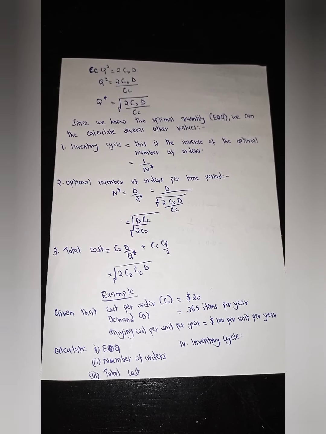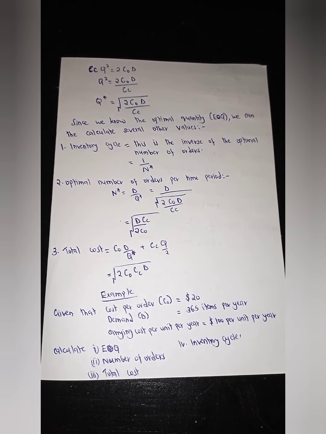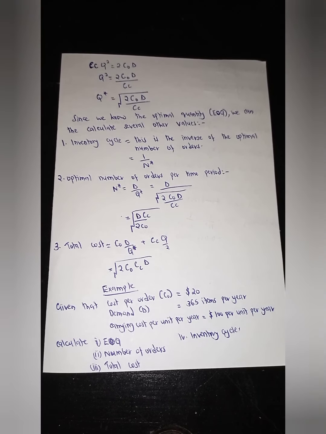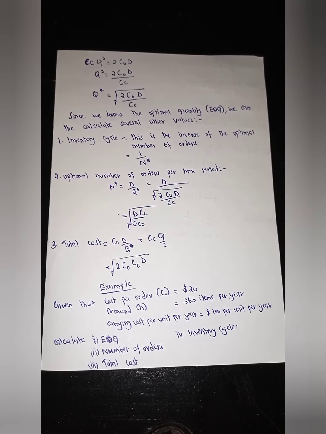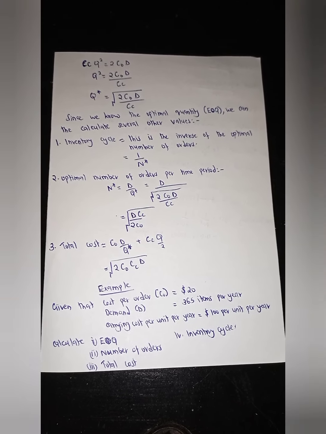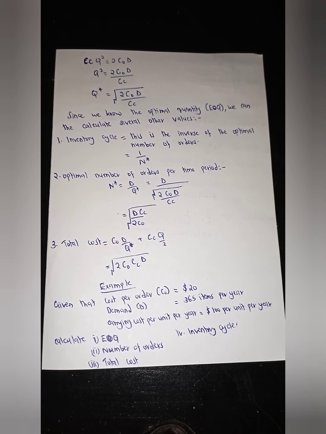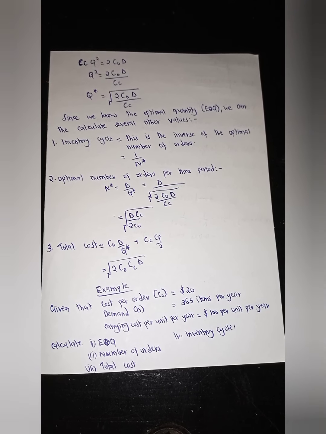For instance, we can calculate the inventory cycle, which is the inverse of the optimal number of orders. We can also calculate the optimal number of orders per time period, which is going to be N optimal is going to be D over Q optimal. The final result is going to be the square root of D times CC all over 2CO.